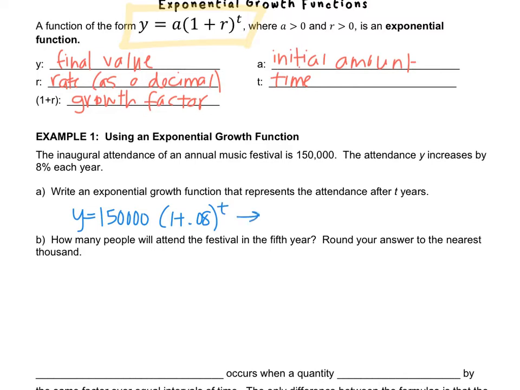What we should do, though, just to wrap it up, is y equals 150,000 times 1.08 to the t, because we should add to simplify the parentheses. But what you can't do is multiply these two values, because exponents come before multiplication. So this is as simplified as it gets.